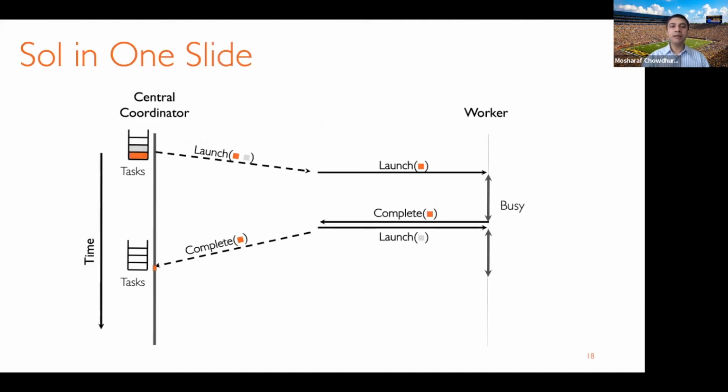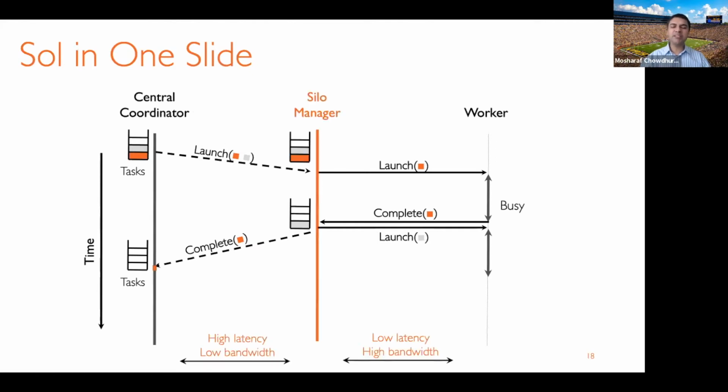So in one slide, what we have done is that between the central coordinator and the worker, we have introduced an intermediate stage called the silo manager, which allowed us to decouple this high latency, low bandwidth regime from the low latency, high bandwidth regime. The central coordinator pushes tasks to the silo manager, and then workers pull from the silo manager. The figure on the right-hand side is what you typically have within the cloud, and the left-hand side is decoupled out, where we do some proactive pushing to make sure that workers never block on tasks being absent from the silo manager.